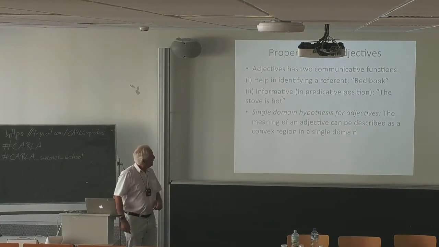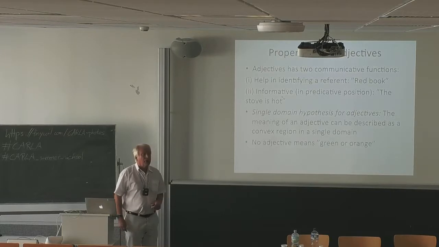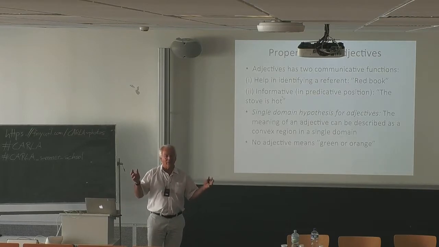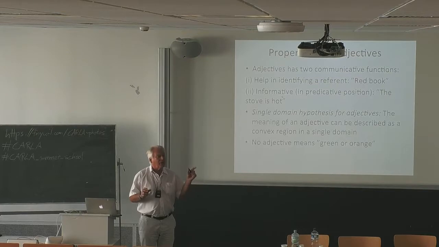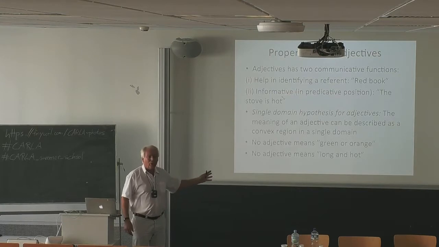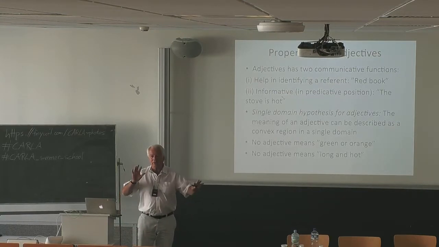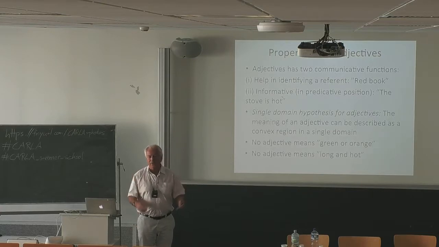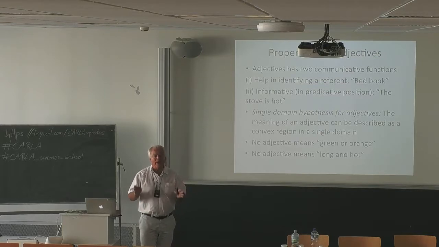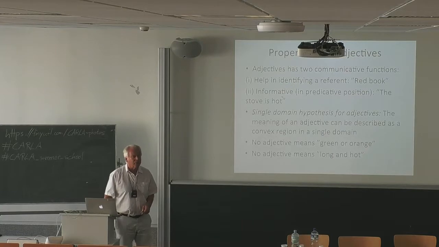The convexity means that there is no adjective that means green or orange. There could be color words meaning green or blue, and some languages have this kind of covering word. But there is no language that has a color word that means green or orange, because that's not a convex region. And as regards the single domain, there is no adjective that means long and hot, because that would be covering two different domains. So this semantic hypothesis has fairly strong consequences for what adjectives you will find in different languages. And I put this forward.